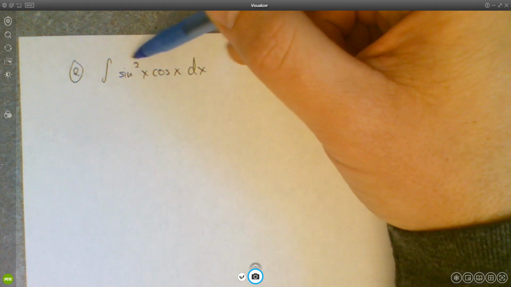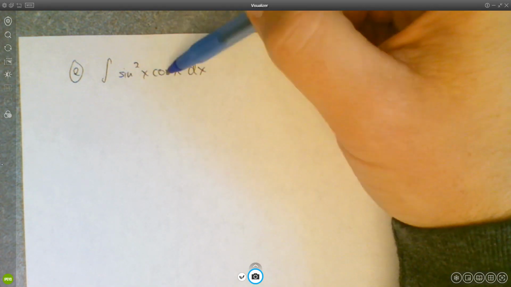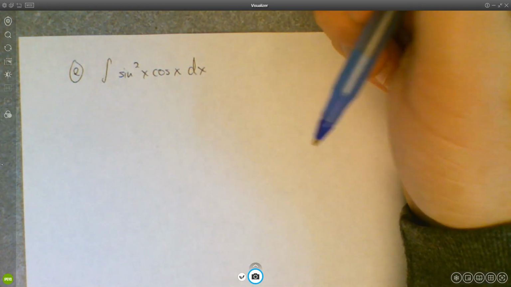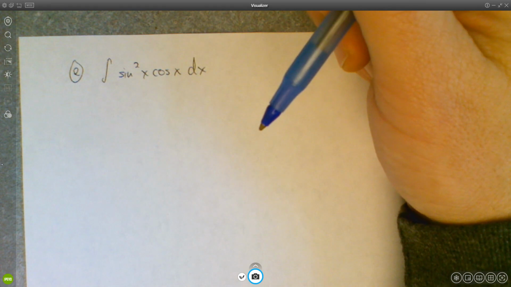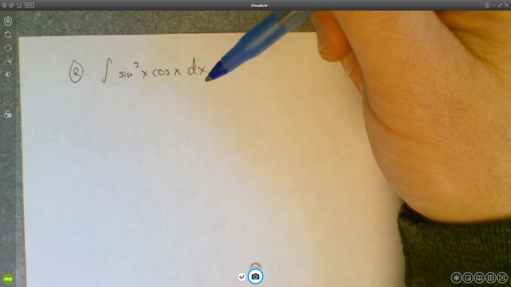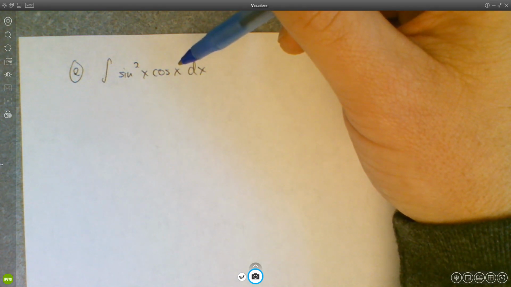But what you could do is you could say, well, sine squared is 1 minus cosine squared, and then you could distribute the cosine and get cosine minus cosine cubed, right? The problem with that is that we know what the antiderivative of cosine is. We don't know what the antiderivative of cosine cubed is. So that creates some difficulties.